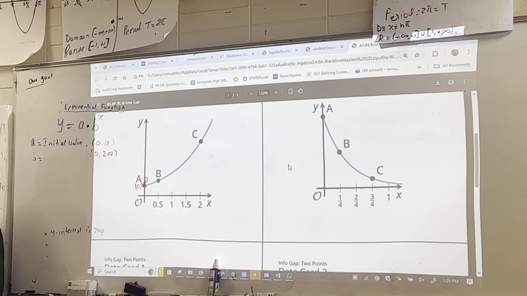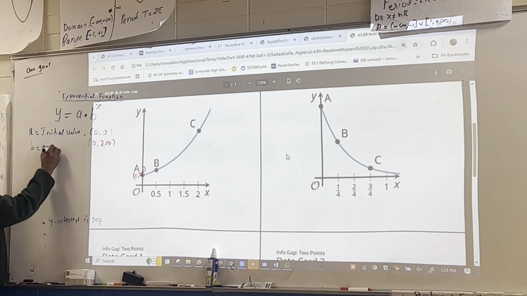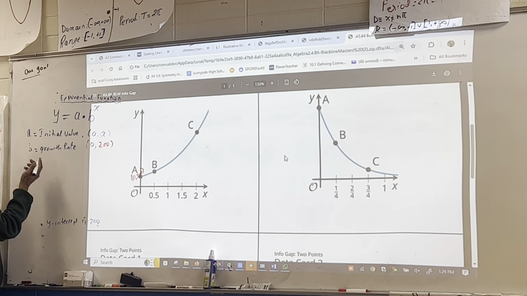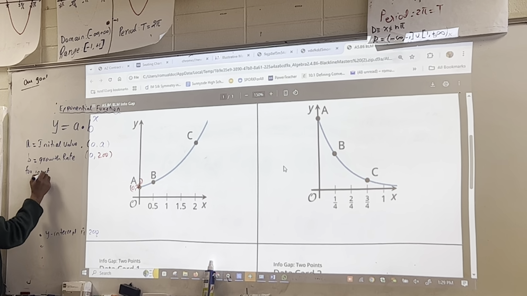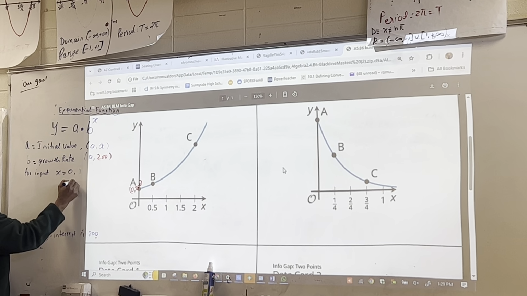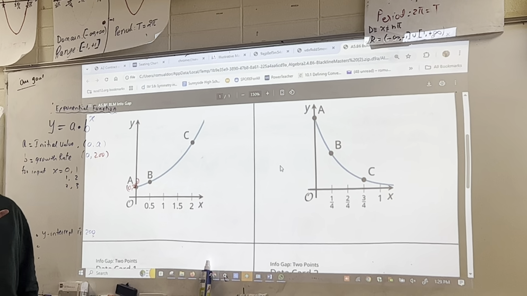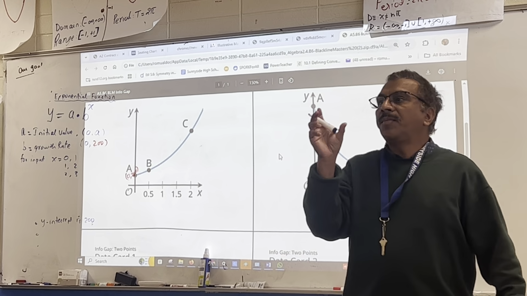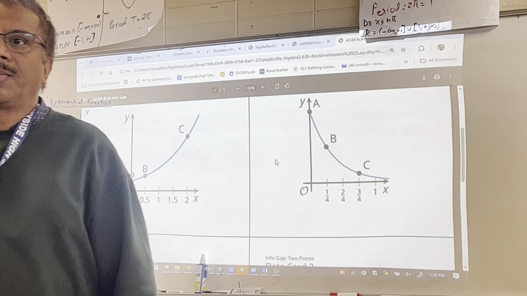Okay. Then we need to figure out what b is. B is the growth rate. So this is called the growth rate. And to know the growth rate, this is for input. So this is for the input x going 0 to 1, or 1 to 2, 2 to 3. No fraction. Of course, you can have fractions, but the input should increase by 1, 1, 1. That's what the b part is.